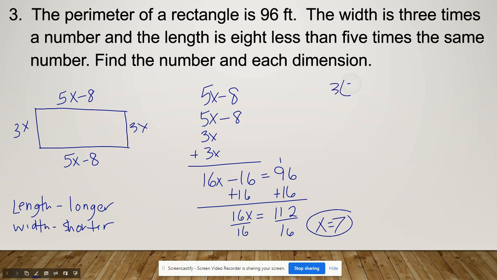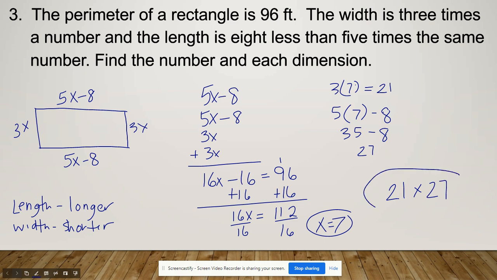3 times 7 gives us 21. And 5 times 7 minus 8 is 35 minus 8, which is 27. So our dimensions for this rectangle are 21 by 27. And when you get to formative, that's how you would type in your final answer.